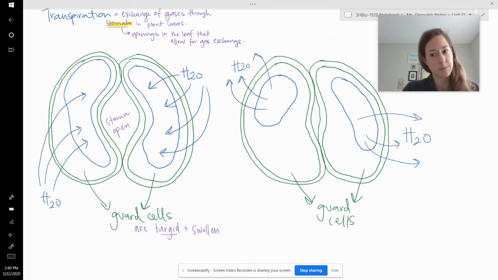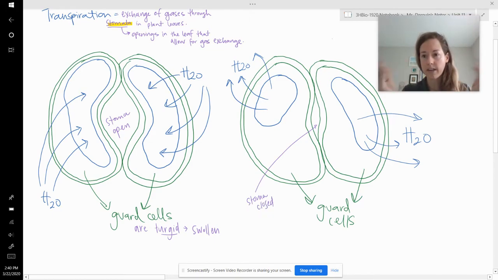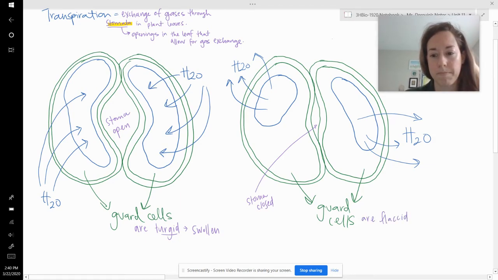So then on the flip side, you have here that this is a stoma closed because the guard cells have gotten kind of floppy and they've lost water. That's flaccid. So the guard cells are flaccid or wilty.